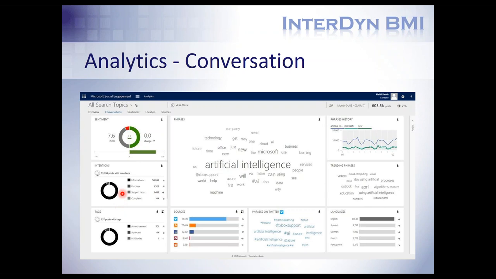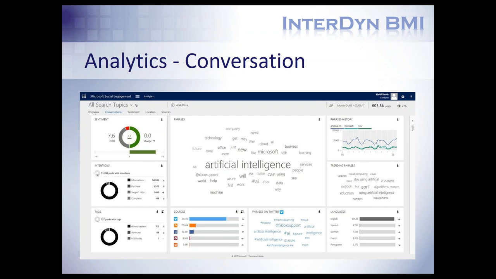Another part of the artificial intelligence that we have is this intentions over here on the left as well. So being able to see a bunch of different top generalized topics that these posts would be about, and it's actually become very accurate. I've been very impressed with it. So is the post just a general information request? Is it a purchase request? Is somebody looking for support? Are they complaining about your products potentially? It's automatically applying these tags.